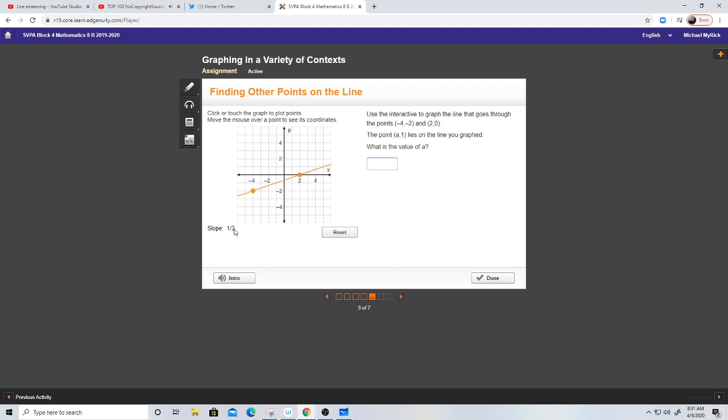They told us the slope here, how cool is that? The point A, comma 1 lies on the line you graph. Okay, so we don't know the X coordinate, right? They're asking that, but we do know that at Y it's 1. So just go to Y, go to 1, and which way is the line? It's over here. So we're just gonna trace it over, and it intersects right here. What is that? Well, it looks like it's right there. What's 1 after 4? 5.